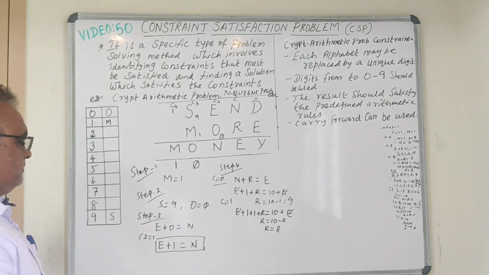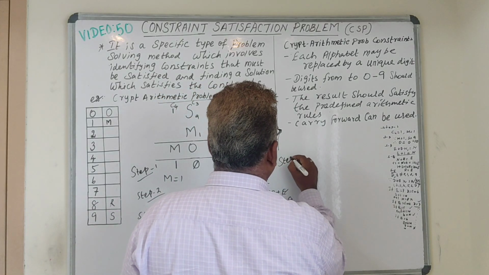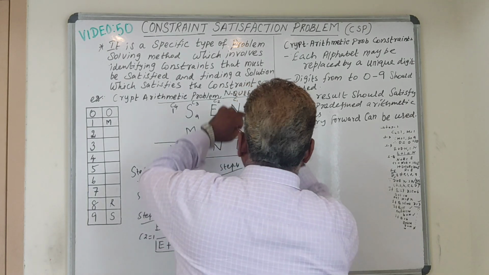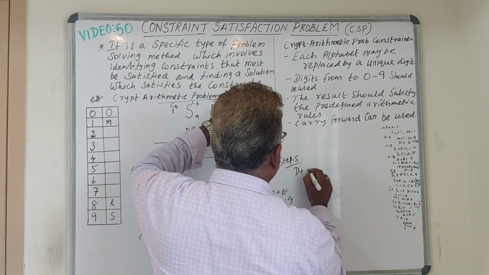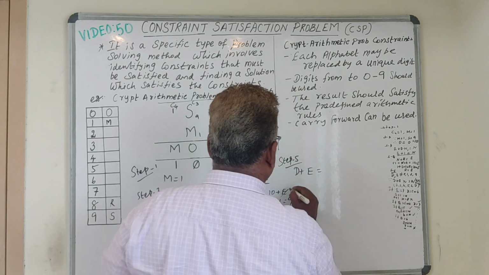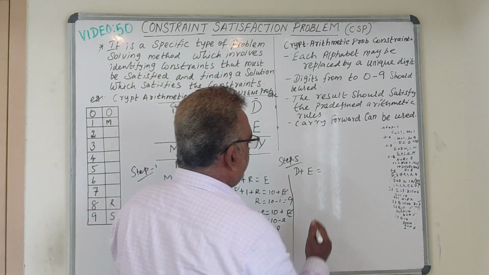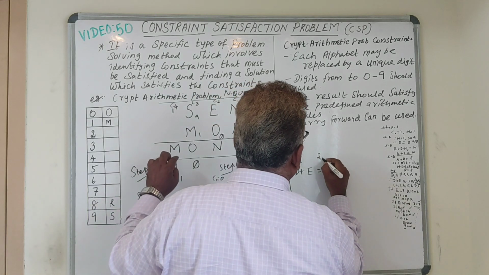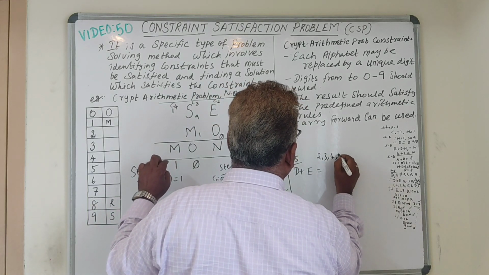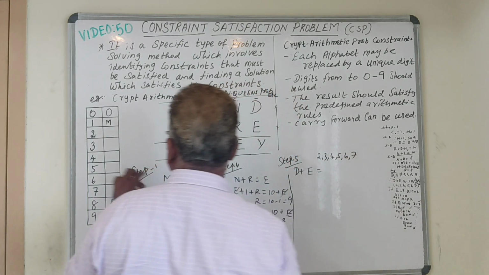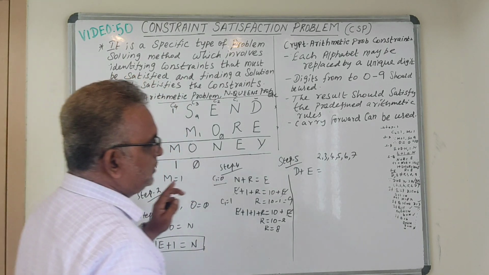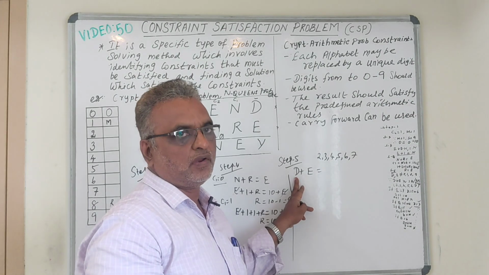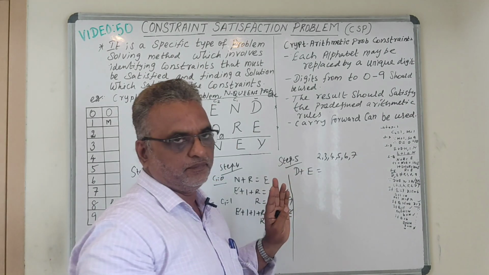R is equal to 8. Go to step 5. In step 5, that is D plus E. We have D plus E is equal to Y. So we have the remaining values. Remaining numbers are 2, 3, 4, 5, 6, 7. Only these are the numbers that are available. So using these numbers, we have to assign the digits for D and E.